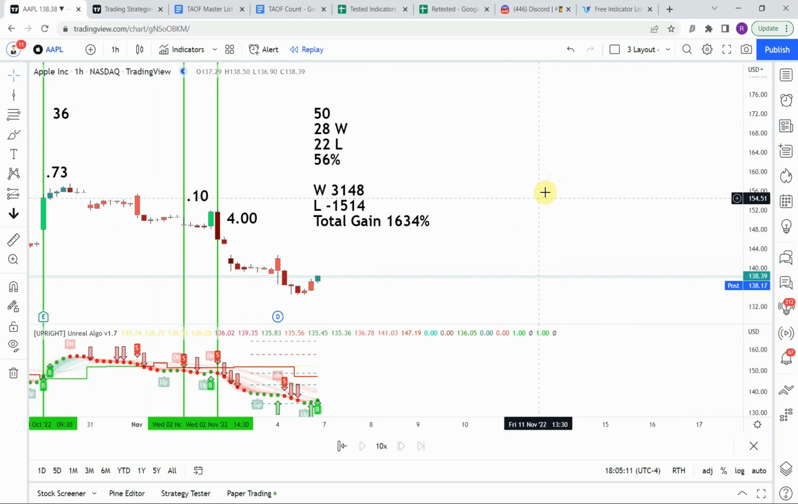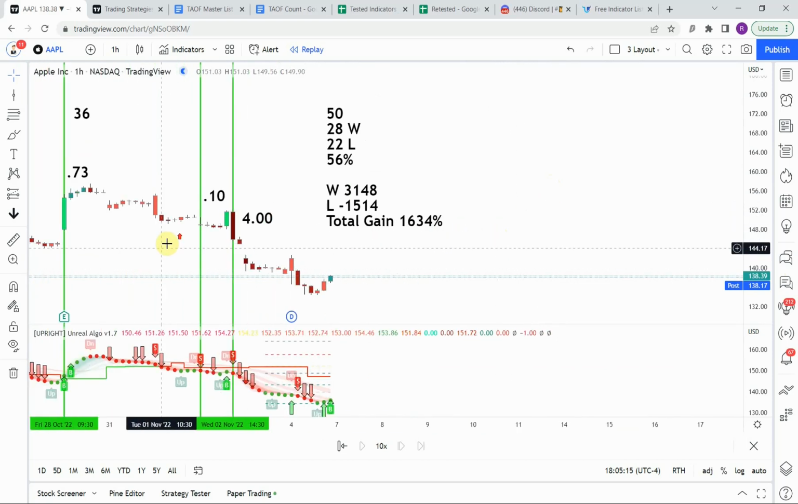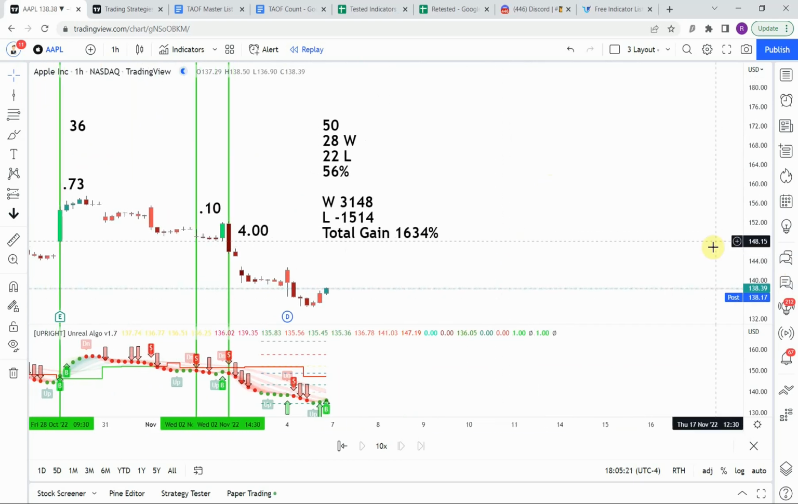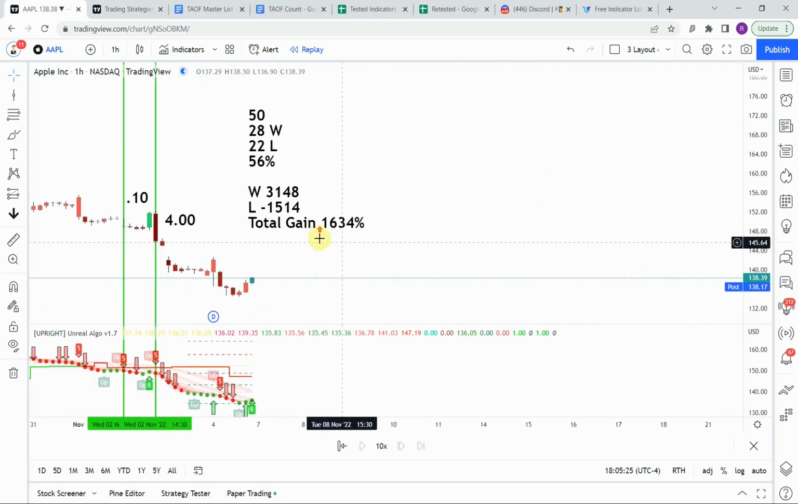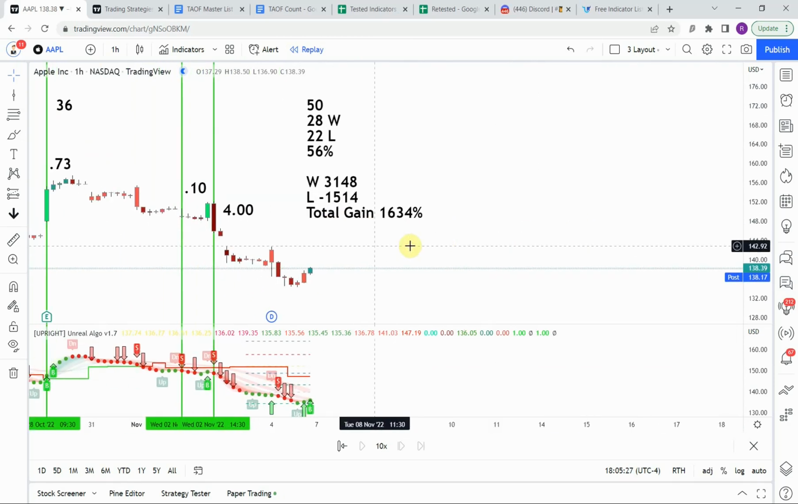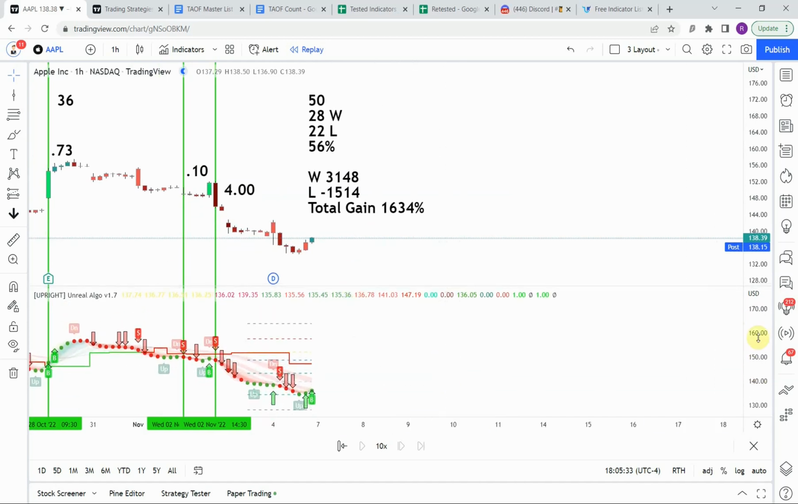I have a feeling that it's going to work really well on other blue chip stocks, these higher priced stocks on the market. Apple isn't too high priced, so that's actually not too bad. But the gains on this were just really excellent. All in all, like I said, a really solid indicator that Mike has put together here.